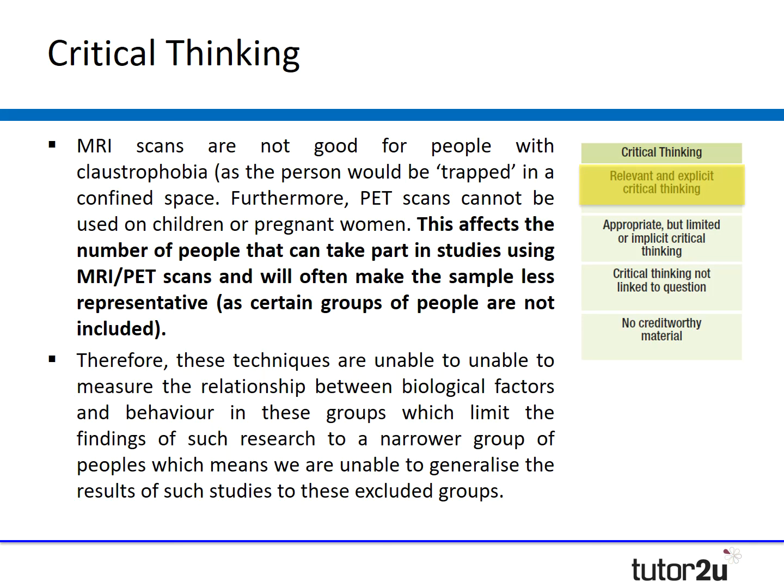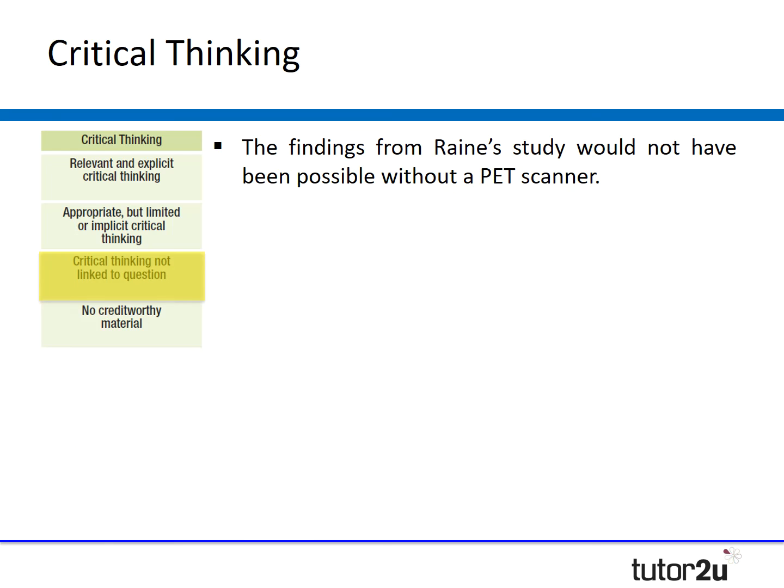The examiners would much rather students use a fewer number of points in in-depth detail, like we've done here, than for you to simply list all of the points that you've learned, okay? Let's do the same again for one other. This is probably the one I see the most that frustrates me the most. So many students often write, the findings from Raine's study would not have been possible without a PET scanner. Very, very obvious comment that, okay? Of course, he had to use a PET scanner to get those results.